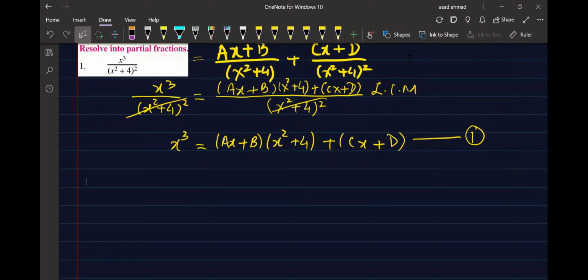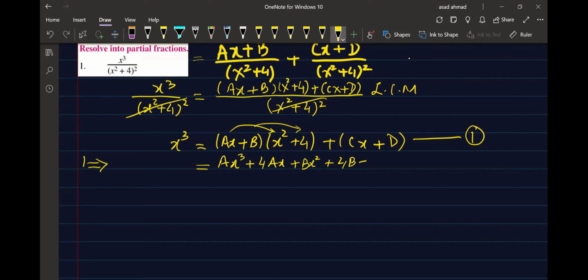But now we don't have any linear factor in the denominator, so in that case we need to expand the terms on the right hand side of equation number 1. So we will proceed from equation number 1 directly and start multiplication for the sake of expansion. It will be a into x raised to power 3 plus 4ax plus bx square plus 4b plus cx plus d, equal to x raised to power 3.